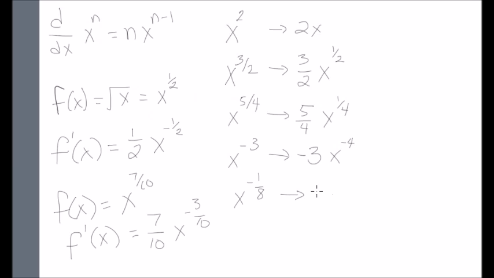Same basic procedure applies here. We have negative 1/8 out front. We have x, and if I subtract 8/8, I get negative 9/8. So when you have a negative power, the absolute value of the power on the derivative is actually going to be getting bigger rather than getting smaller.